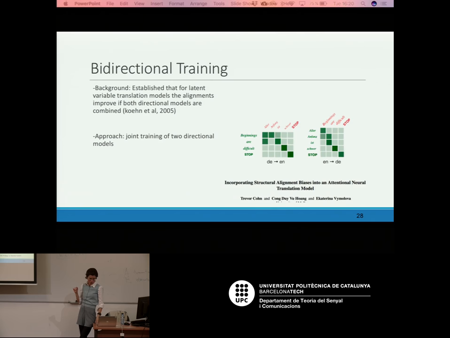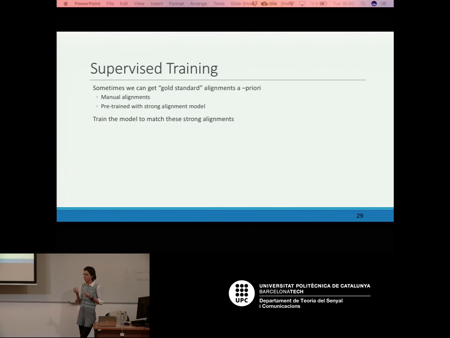Supervised training: what happens when you have a parallel corpus, input sentence, target sentence, which already has the word alignment? As the attention is this word-to-word alignment, you can take advantage of this word alignment information and use it as a supervised training, okay? So these approaches talk about how to take advantage of this kind of gold standards that you have, so that you can introduce this information.